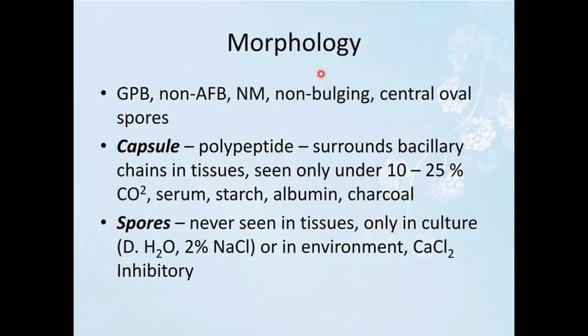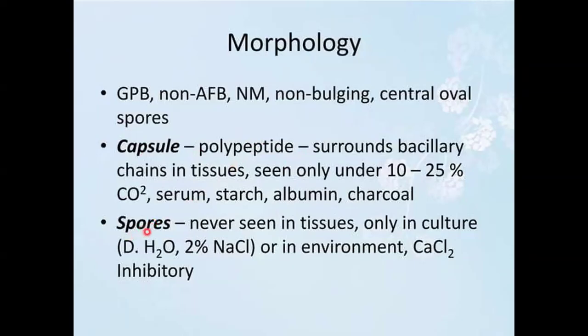Okay? It is made of polysaccharide. But in Bacillus anthracis, it is made of polypeptide. So take note of that. So if you see a question, polypeptide capsule, that is Bacillus anthracis. It surrounds bacillary chains in tissues, seen only under 10 to 25% CO2, serum, starch, albumin, and charcoal. The main thing I want you to know is the polypeptide capsule.